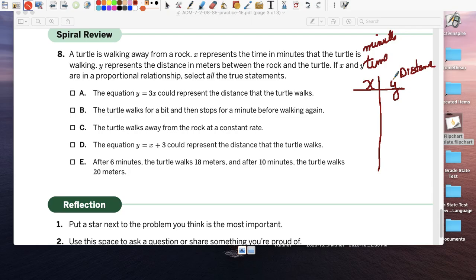If X and Y are proportional, so it's a proportional relationship, meaning the turtle is walking, right, at the same pace. Okay, so if the turtle doesn't walk, here's the rock, and here's the turtle, right, on top of each other. So at 0 minutes, how far is he from the rock? He is 0 inches, or what is it? What is the distance? 0 meters away from the rock. So after 1 minute, right?